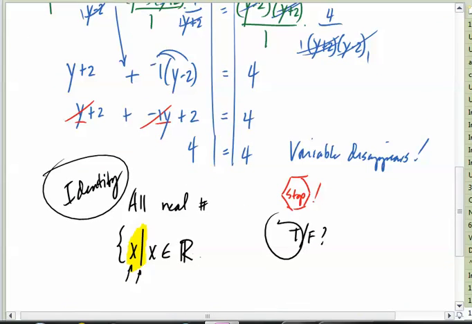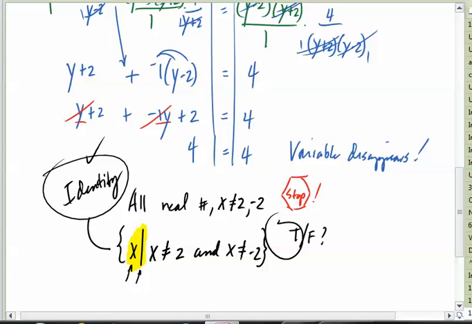We said that it's all real numbers except, we can actually write it this way, x such that x can't be a 2 and x can't be a negative 2. And that's really all we need to say. We just list what they aren't. We'd also have to do all real numbers except for it can't be a 2 and a negative 2. Okay, so it's true that it's an identity, but there are some restrictions on our identity.